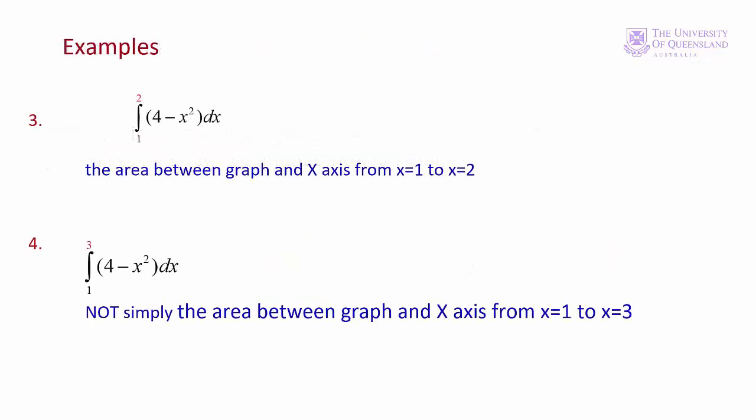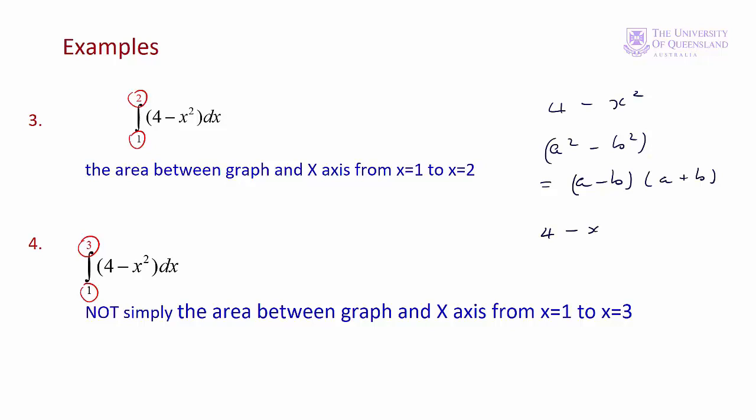Let's look at a couple of examples. We'll integrate the function 4 minus x squared over the interval 1 to 2. We'll see that's quite straightforward. However, if we integrate over the interval 1 to 3, we'll see that the problem's a little bit more complex. Why is that? Well, let's have a look at the integrand there. We have 4 minus x squared. That's a difference of squares. We know that a squared minus b squared is equal to a minus b times a plus b. So 4 minus x squared is equal to 2 minus x times 2 plus x.